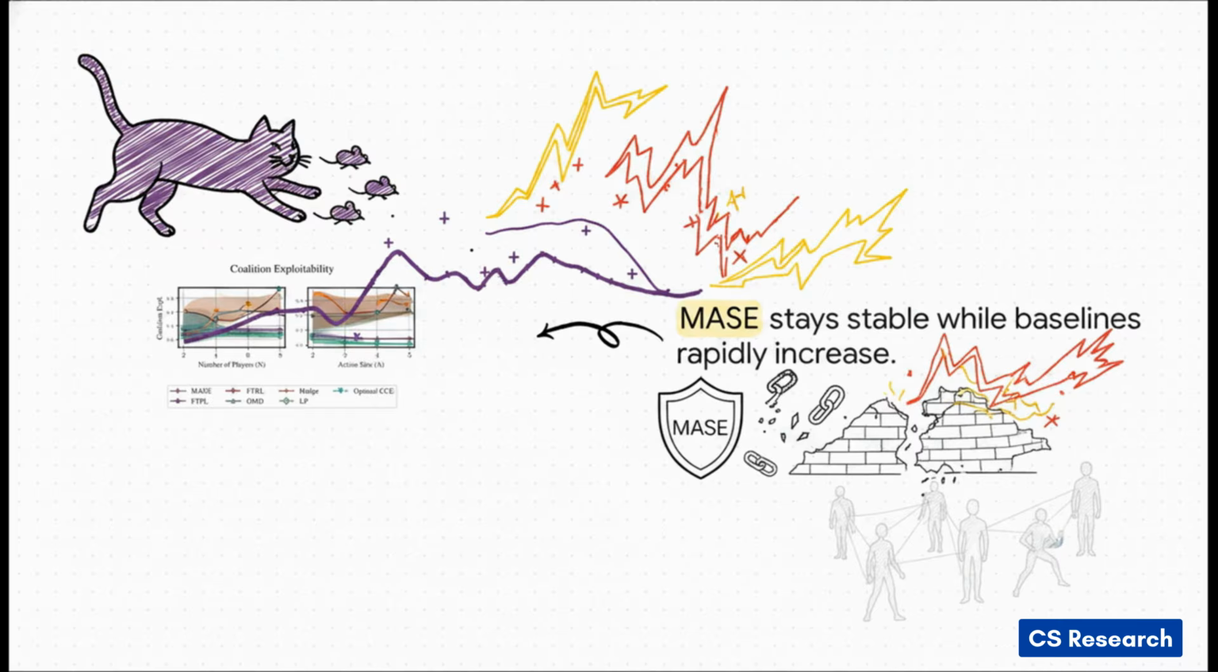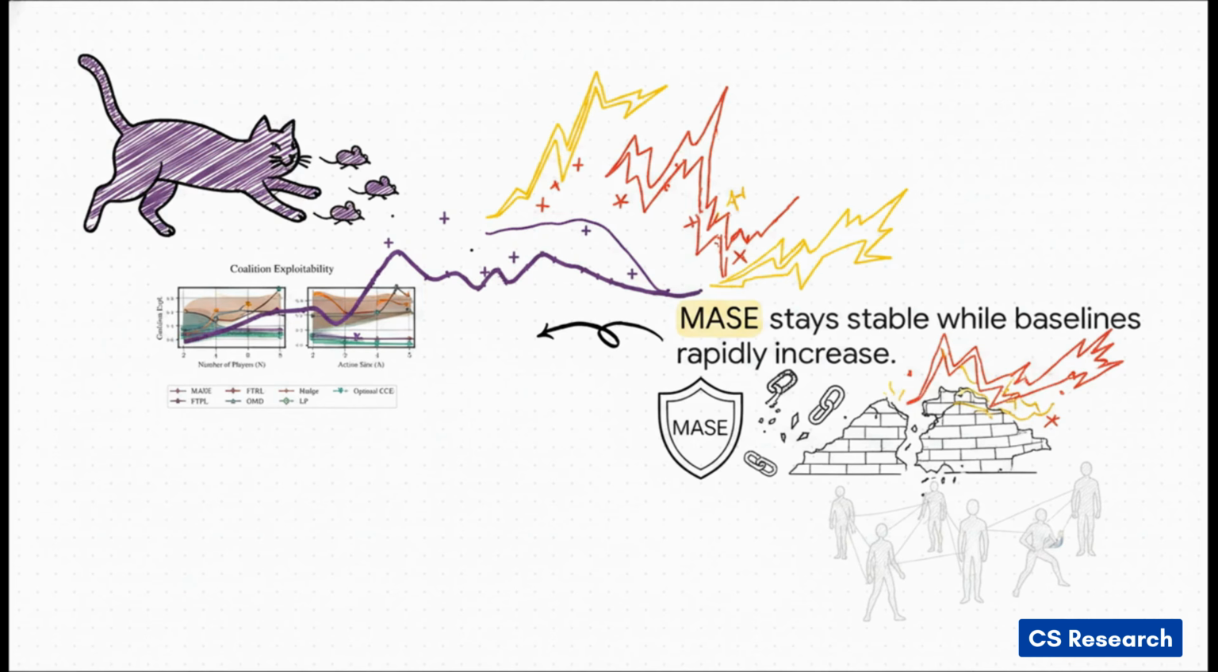Basically, how vulnerable is a system to groups teaming up and breaking it? The left graph tracks the number of players on the bottom axis, and the right graph tracks action size. See that purple line with the cross markers? That is MACE, and it stays incredibly low and stable across the board.